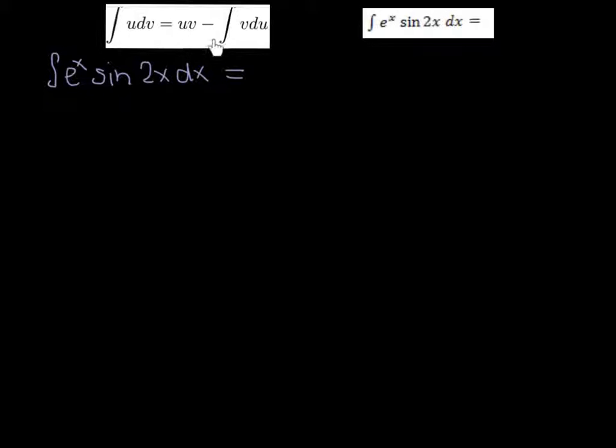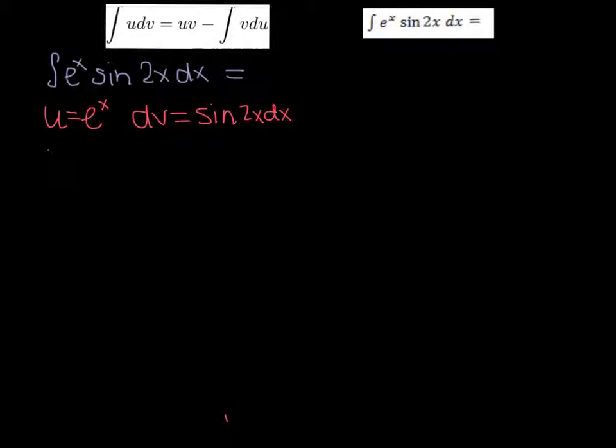Here we have the formula. The integral of u times differential of v equals u times v minus the integral of v times differential of u, and the exercise we're going to work with. I have written the integral here, and now we're going to start by making a choice for u, which is going to be e to the x, and a choice for the differential of v, which is going to be sine of 2x times dx.